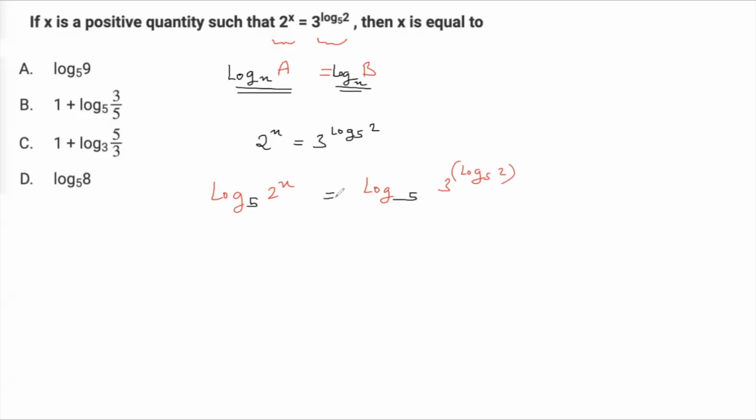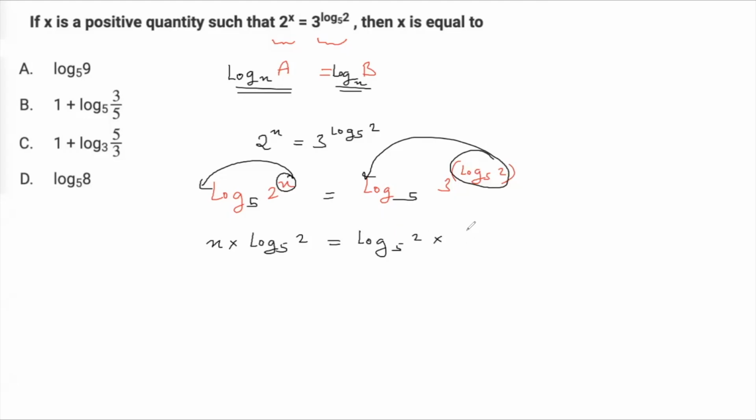When I equate these two now, notice that this is log of 2 raised to x to the base 5. By the laws of logarithm, x will come outside in the numerator. So this part will simply become x into log 2 to the base 5 is equal to, on the right hand side, we have log of 3 raised to something to the base 5. So this power will come outside in the numerator. You will have log of 2 to the base 5 into what remains is log of 3 to the base 5.